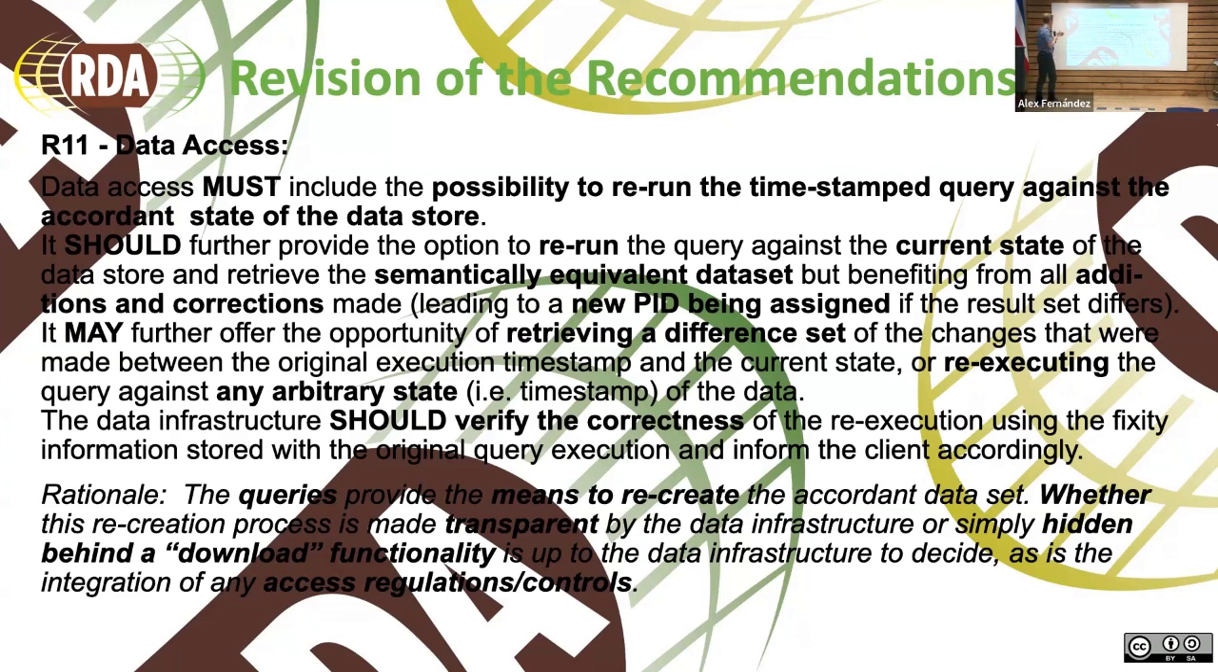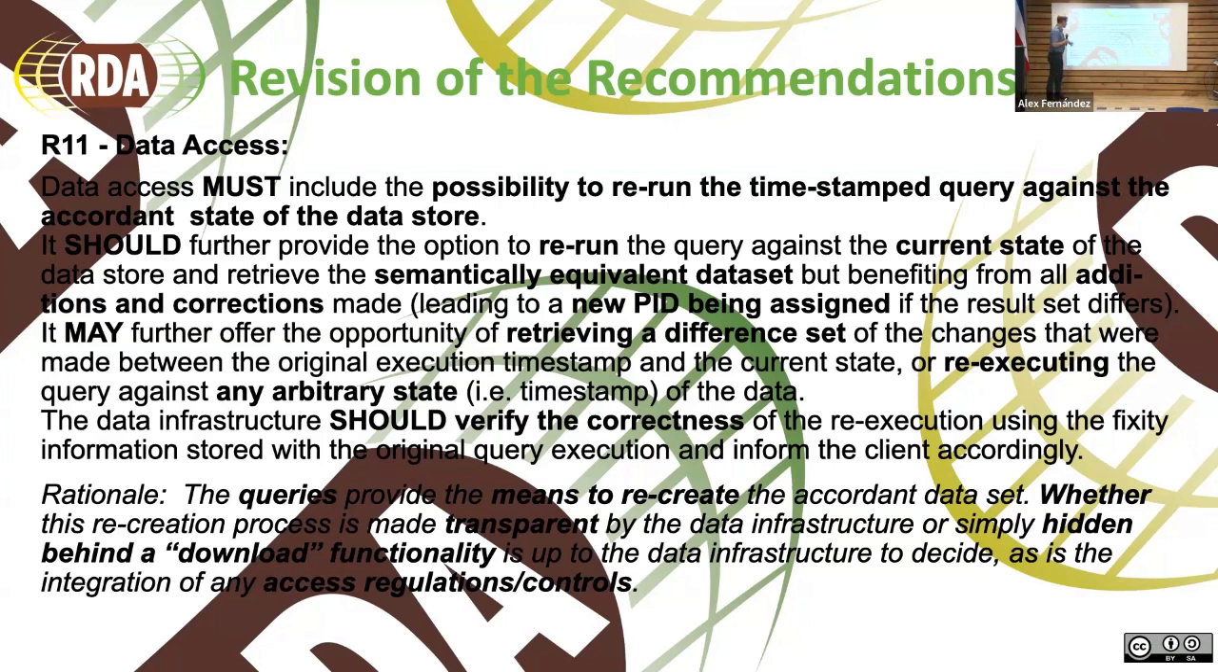So we differentiate between 3 levels. This one is a must. We want to get back to the data as it was. It would be really nice if we could also get the current version, benefiting from recalibrations and error corrections. It may further provide a diff data set. So what's the difference between now and the change set? And also any arbitrary time travel query. But institutions may decide not to offer that opportunity. We could leave everything as should, make it a bit stronger. This is the only recommendation where we have these 3 stages: it must, it should, and it may.